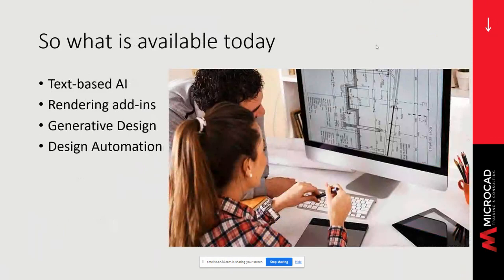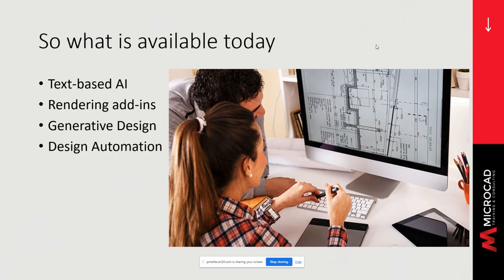So now we know what true AI isn't here yet. What can we use that's available? So text-based AI systems like ChatGPT are being used today for specific purposes in many studios, and designers are actively extending the potential applications.